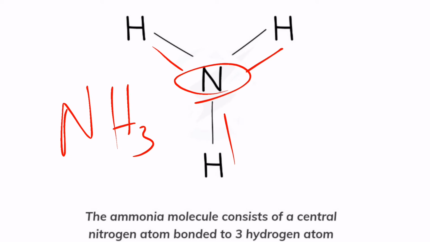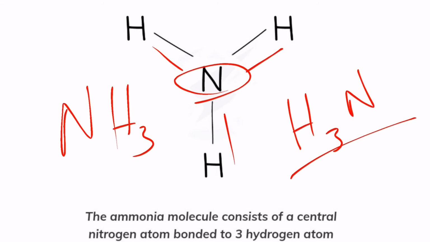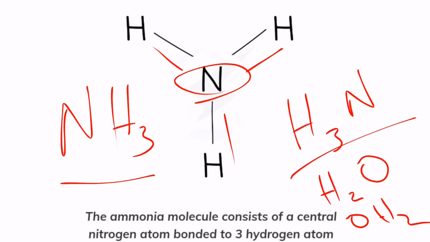So then we write the formula like this. As to which one comes first, we cannot write it the other way. We are going to learn how we decide which one should come first. For example, even in water, it's H2O. We could write OH2, but we are going to learn which one is supposed to come first.